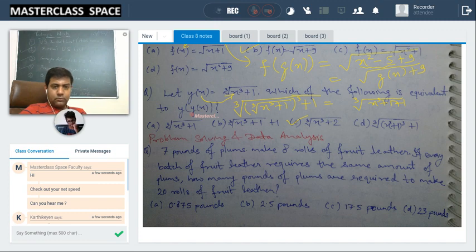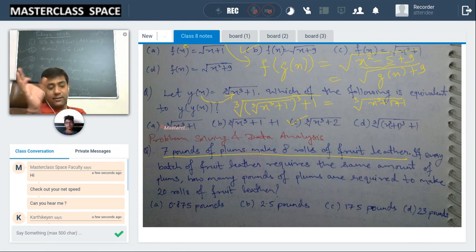I didn't get the question. 7 pounds of plums make 8 rolls of fruit leather. In order to make 8 rolls of fruit leather, you require 7 pounds of plums. If every batch of the fruit leather requires the same amount of plums, that means if you have to make 16 rolls, then how many would be required? 14. So that means it's in ratio.